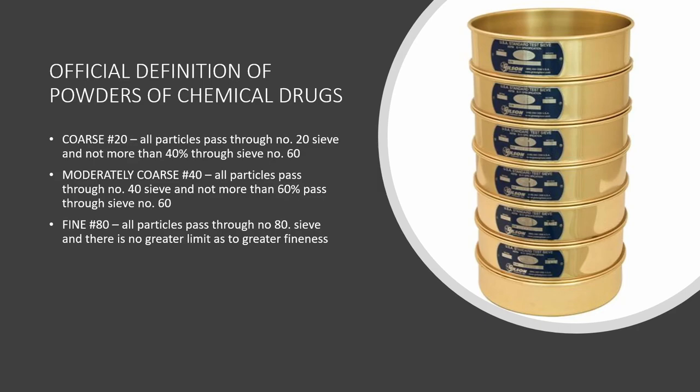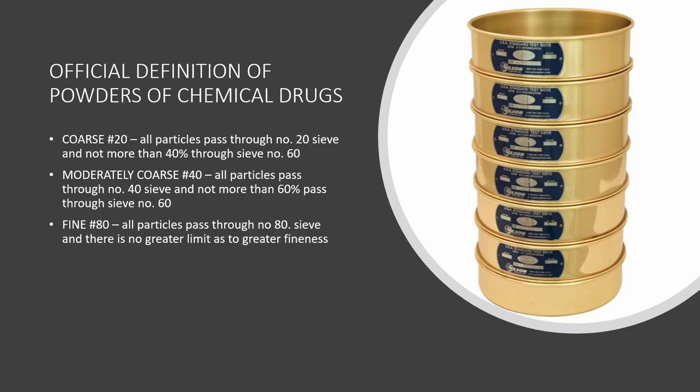Next, we have our official definition of powders for chemical drugs. So these are for fine powders of chemical nature. So these are not natural sources. So usually you will apply this if you purchased a bulk order of powders from your supplier or from any manufacturing company in which you purchased your powders from. So for chemical drugs, we have a slightly different set of definitions for our powders.